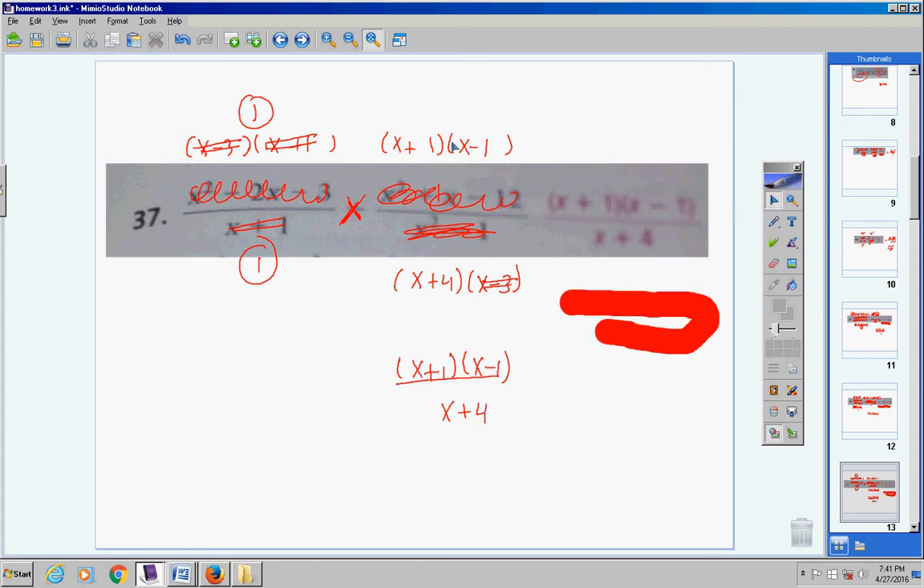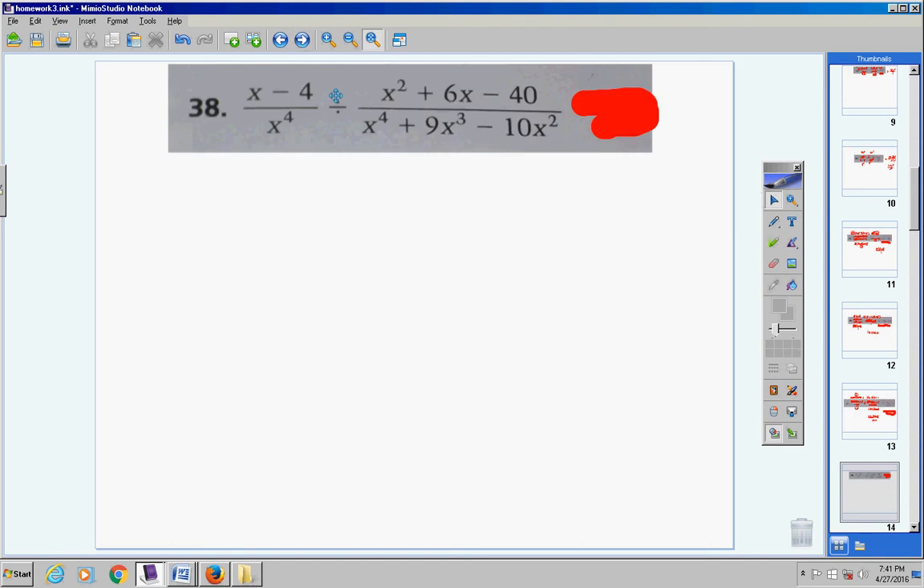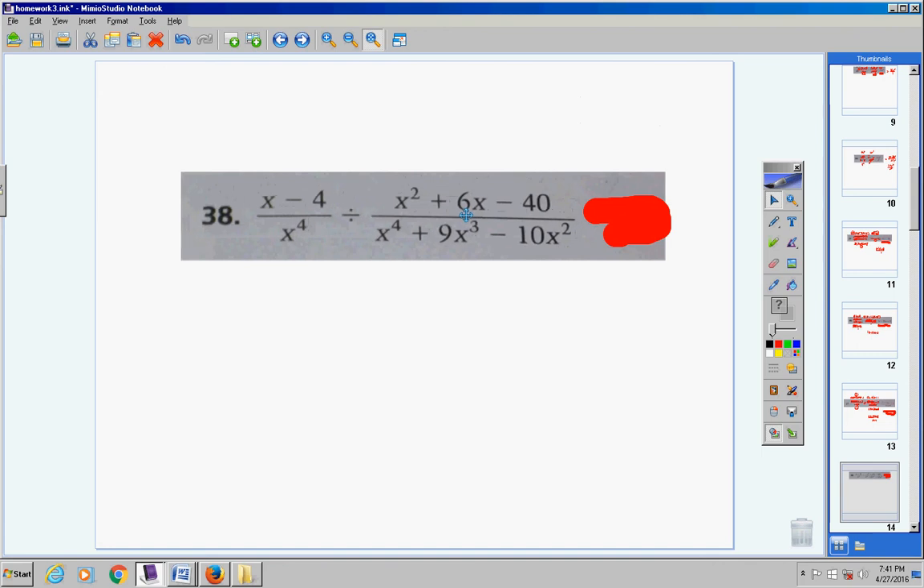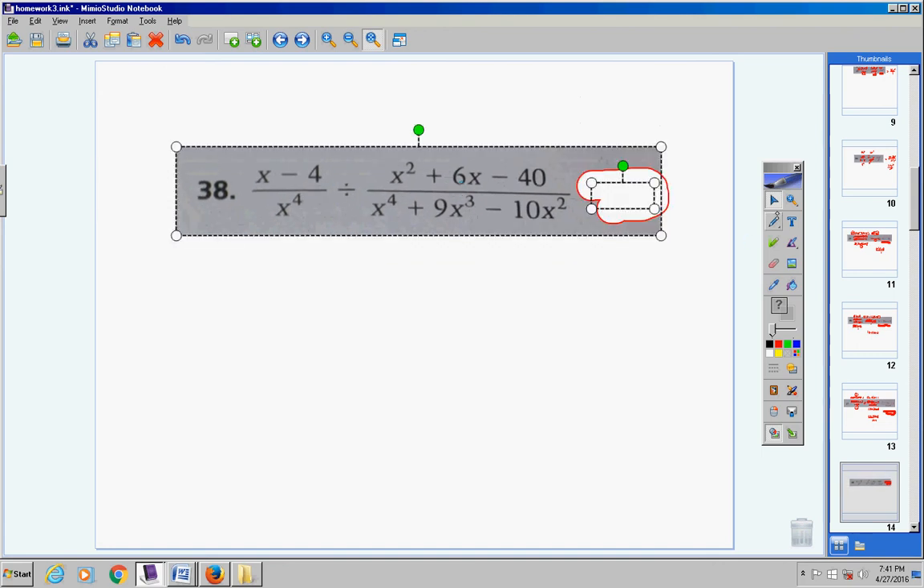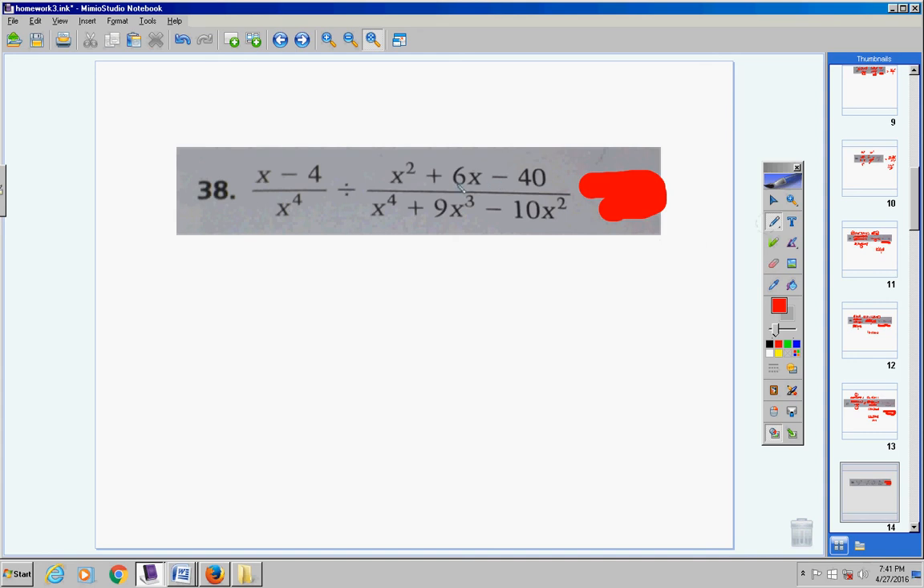Alright, moving on to number 38. Same thing again. We're going to have to flip the second fraction and multiply. Now before I do that, let's factor first, okay? Cannot factor this, cannot factor this. However, I might be able to factor this. What two numbers would multiply together to give me negative 40, and added together give me a positive 6? I'm thinking 10 and 4, because 10 times 4 is 40. So I'm thinking a positive 10 and a negative 4.